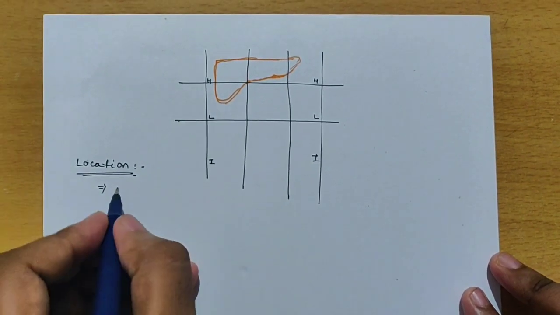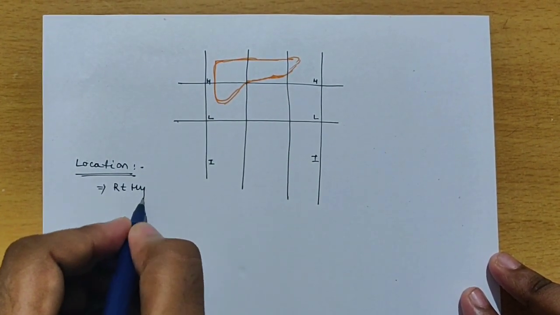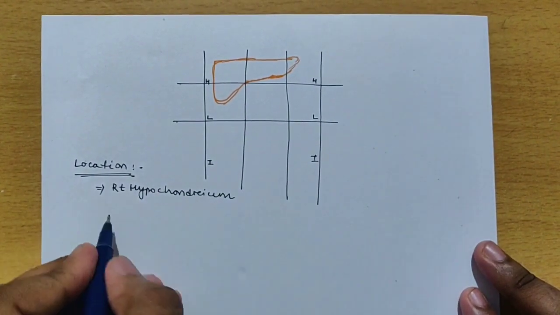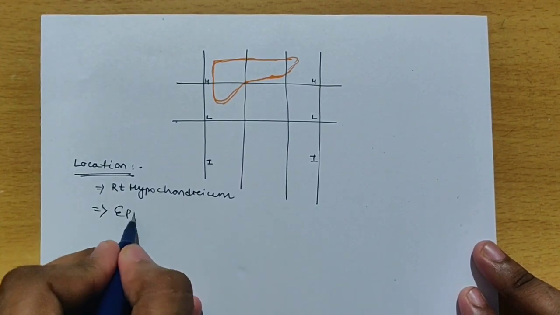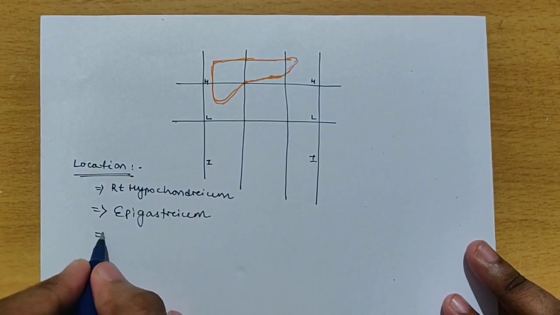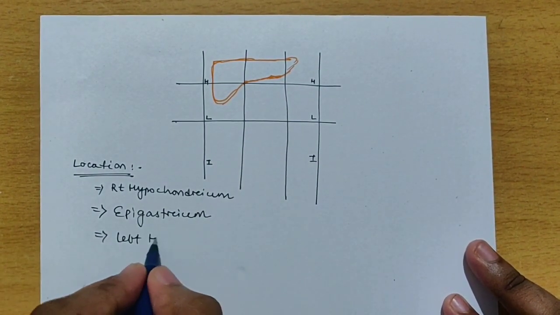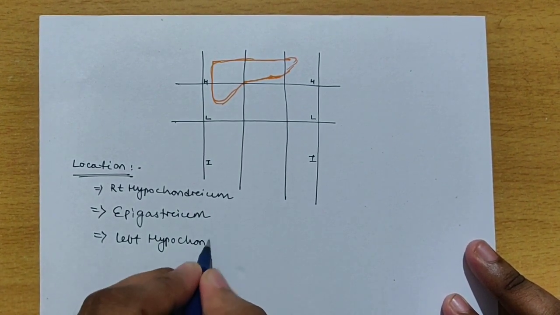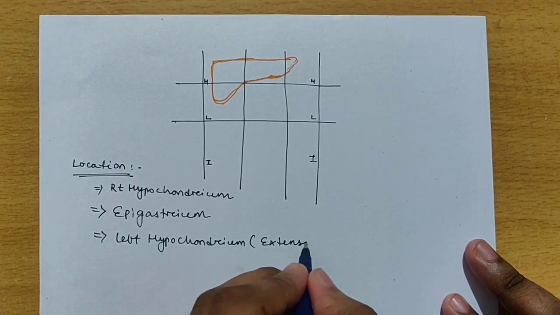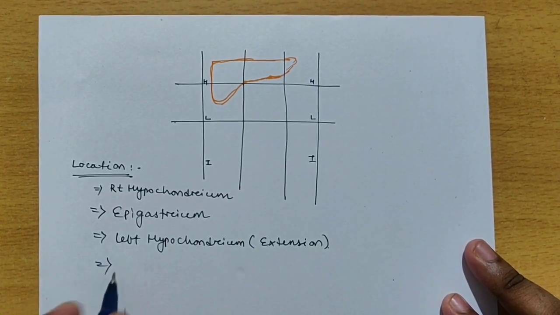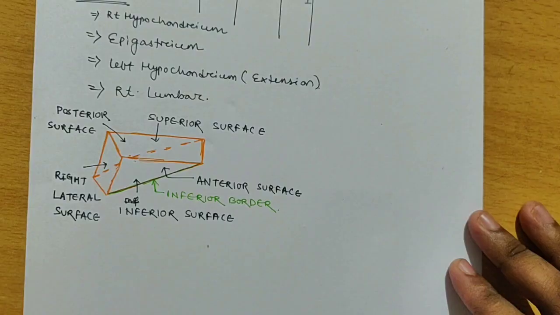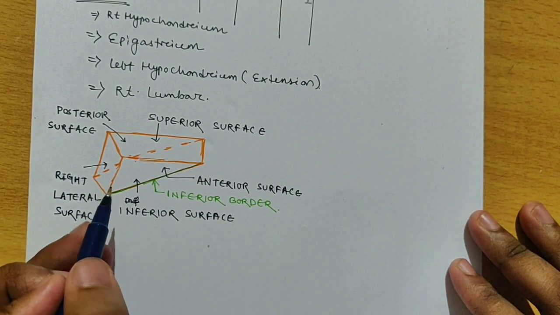Now, location is right hypochondrium, epigastrium, left hypochondrium, that is extension, and some part of the right lumbar area. Now we'll see the external features of the liver.